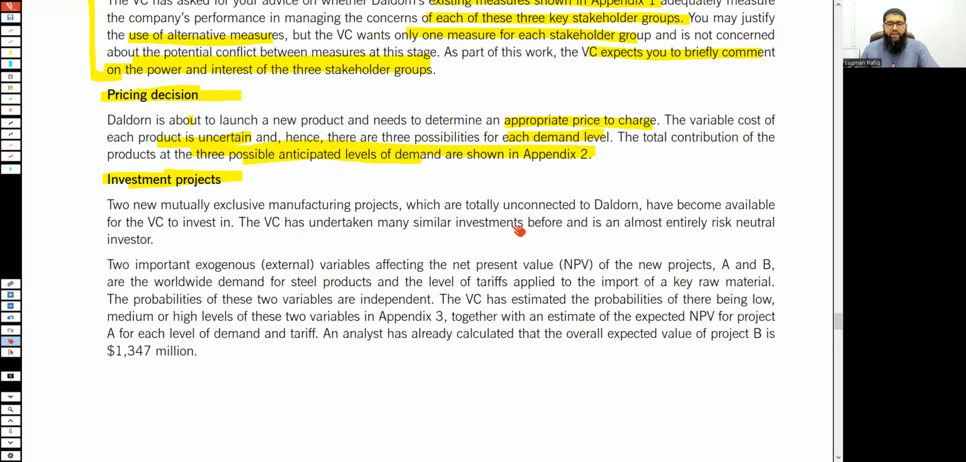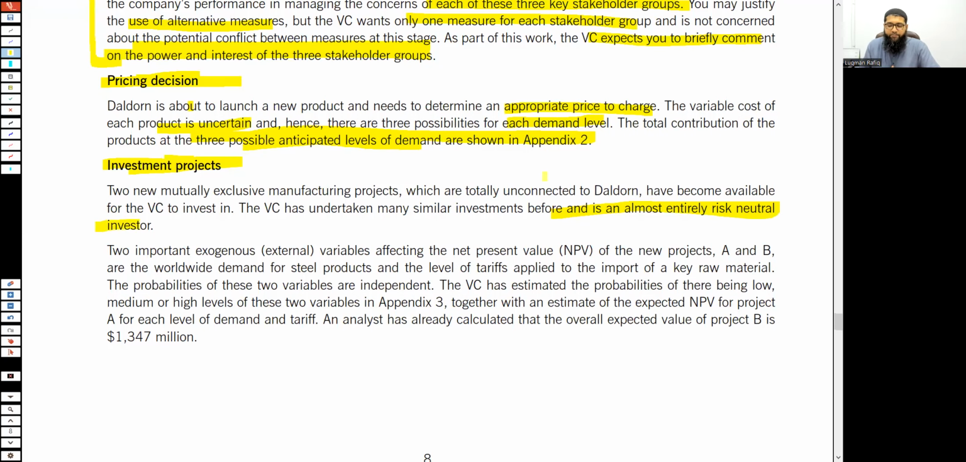The VC has undertaken many similar investments before and it is entirely a risk neutral investor. So when you are a risk neutral investor, ideally you would go for expected value. Now, two important external variables affecting the NPV of the new projects A and B are the worldwide demand for steel products and the level of tariffs applied to import of key raw material. Probabilities of these two variables are independent.